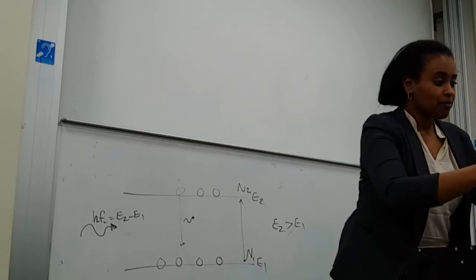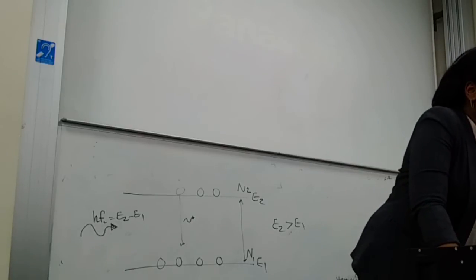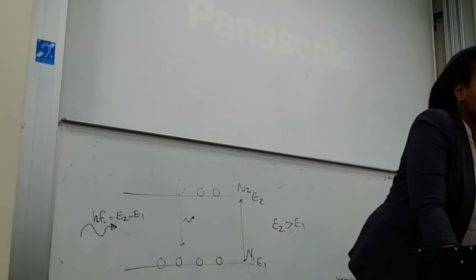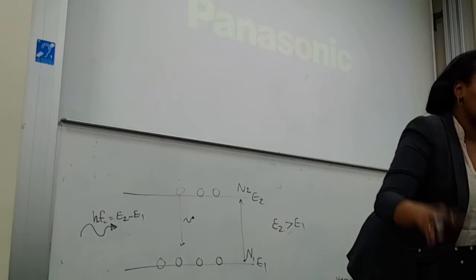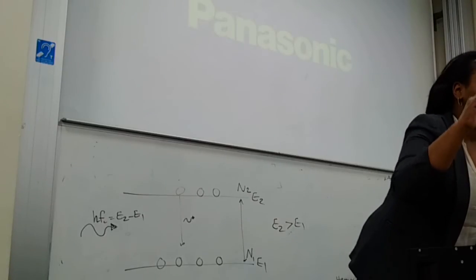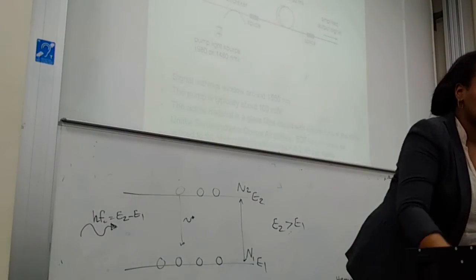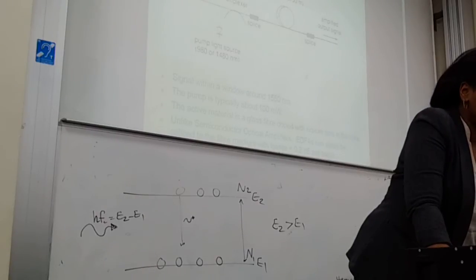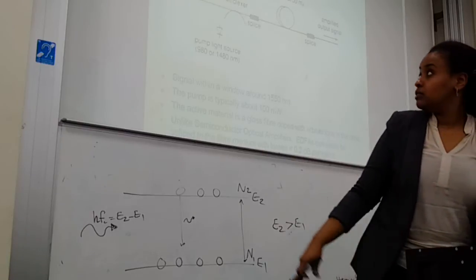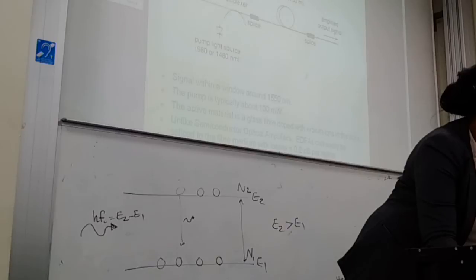To input the two signals, the input signal and the pump signal, to the fiber, we use a wavelength selective coupler. We'll study that component later. And also at the output, to separate the amplified signal from any remaining signal from the pump, we'll also use a wavelength selective coupler. So this is basically the structure of the EDFA.